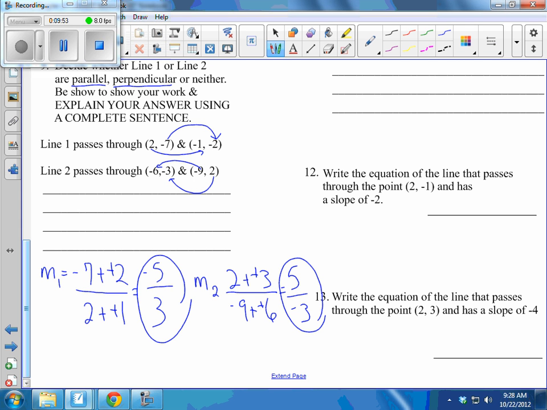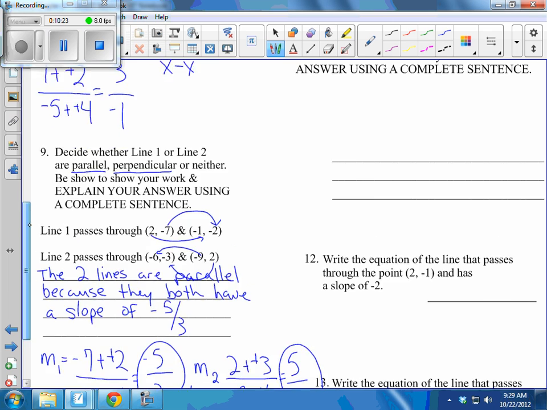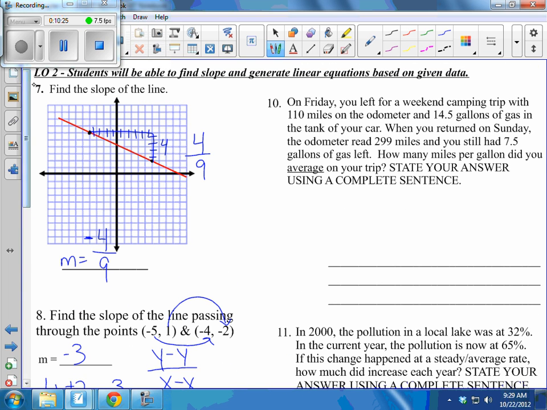So are the lines parallel, perpendicular, or neither? Here's my complete sentence. The two lines are parallel because they both have a slope of negative 5/3. All right, so that's number 10, or I'm sorry, number 9. Let's go to the top and talk about number 10.